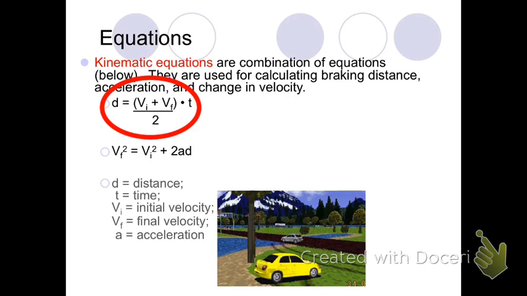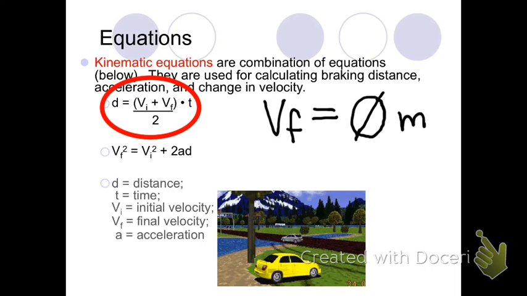And then T stands for time. So final velocity, more often than not, is going to equal 0. And this is going to be meters per second. Same thing goes for the next kinematics equation as well.